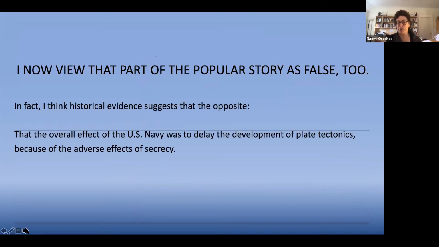So history also progresses based on evidence. And now I believe that the historical evidence actually suggests the opposite, that the overall effect of the US Navy was to delay the development of plate tectonics because of the adverse effects of secrecy. That is to say that the popular story is not only wrong, but we actually can show why it's wrong. And there's actually very rich historical data. And that's what I'm going to show you today.